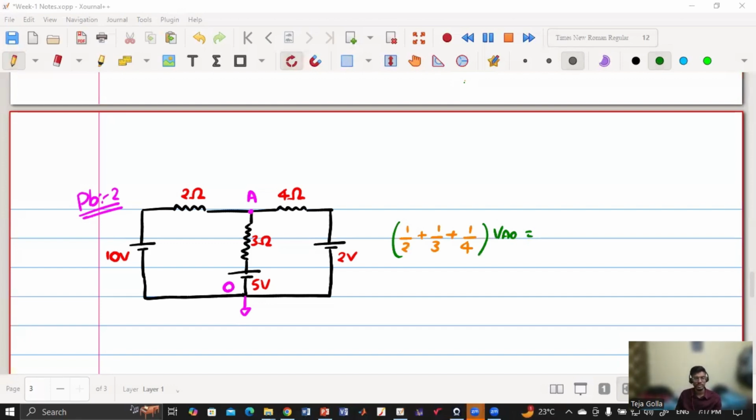If you see here, we have three branches. Each of them has an ideal voltage source as well as a resistance. So how will it be? We have to write the current in each branch, branch 1, branch 2, and branch 3. Again, we'll have three expressions. So can you tell me what will be the expression on the RHS side? Anyone?